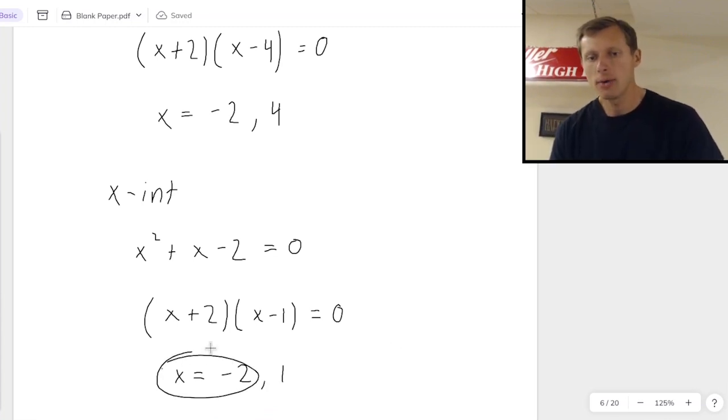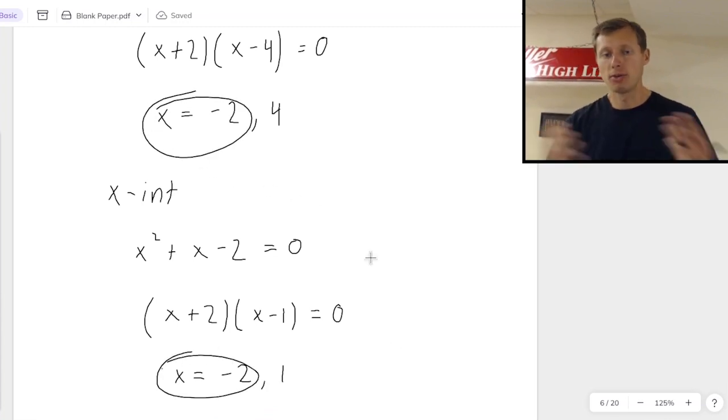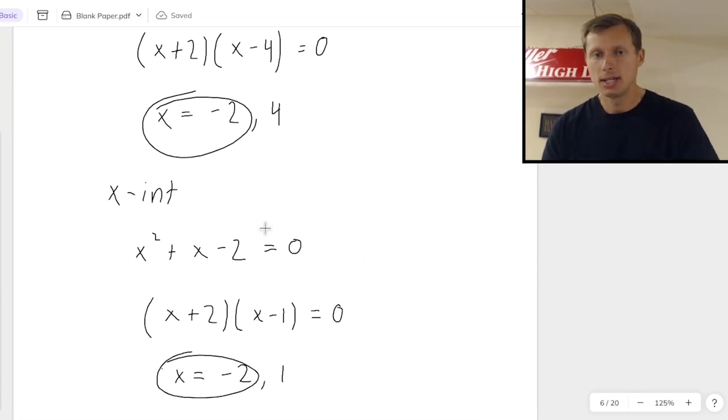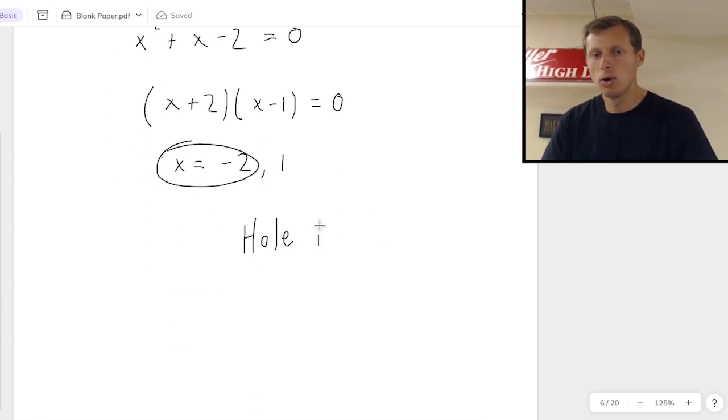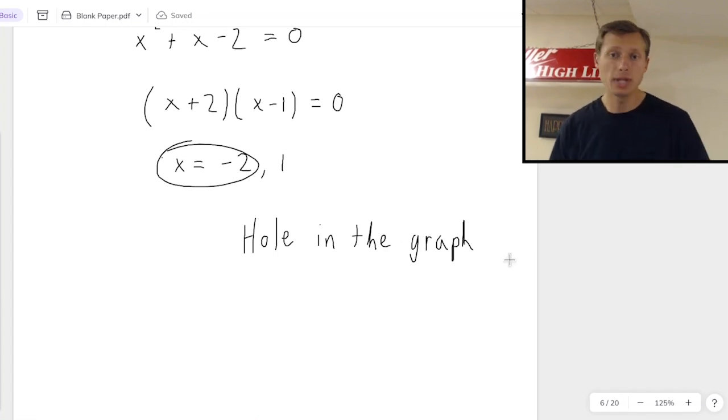Now, see how x equals negative 2 is a vertical asymptote and an x-intercept? What that really means is that it's neither of them. It's not an x-intercept or a vertical asymptote. This is going to be a hole in the graph. I have not talked about what to do yet in this scenario, but let me show you.